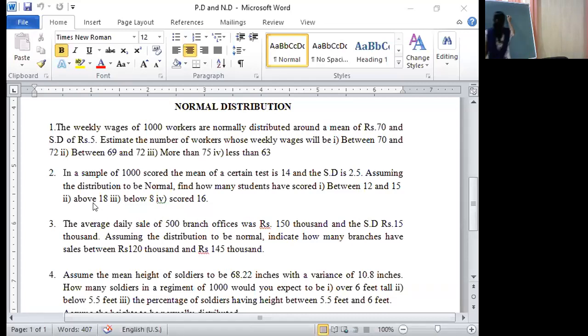Okay, you know the formula. Z is equal to x minus mu upon sigma. Here, mu value is given as 14. Sigma value is given as 2.5. Then, probability of the student score above 18. That is, probability of x greater than 18.